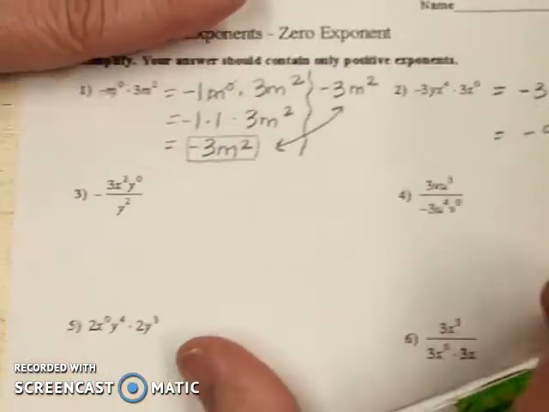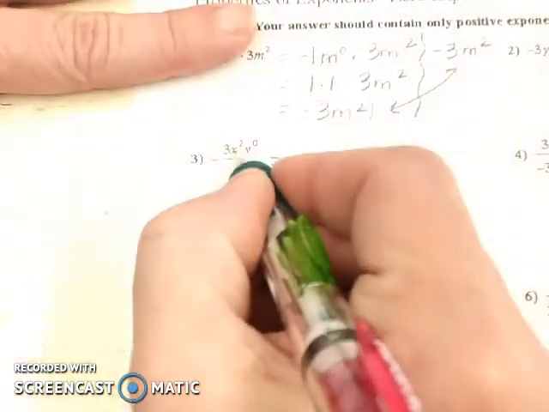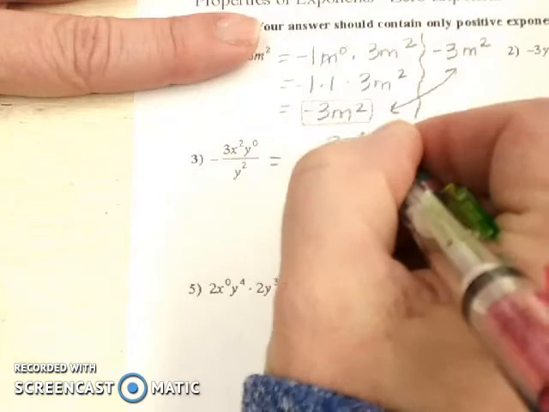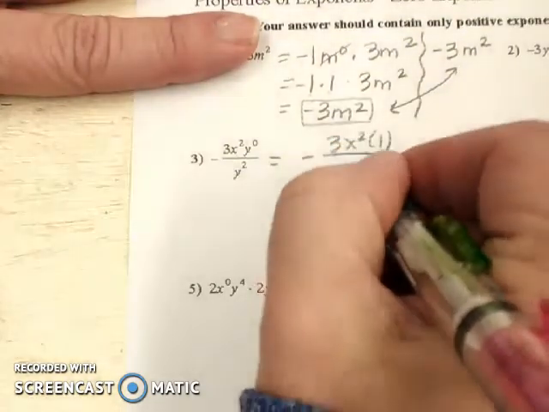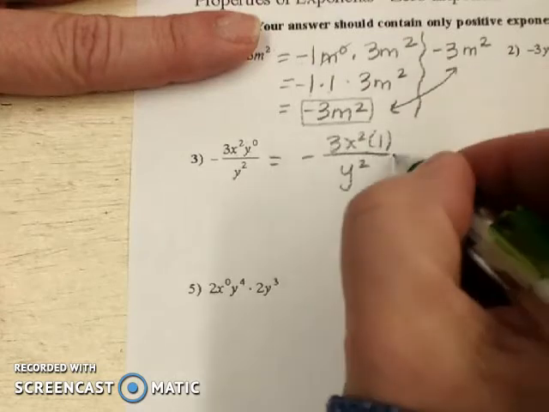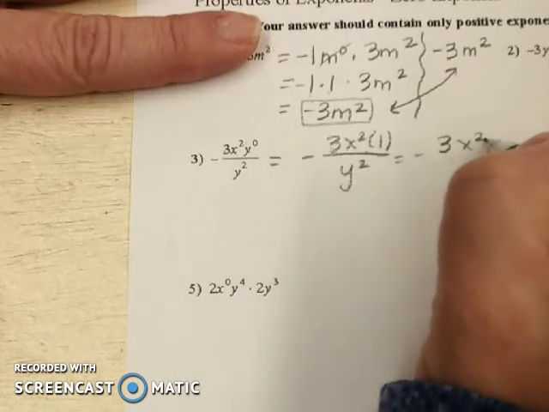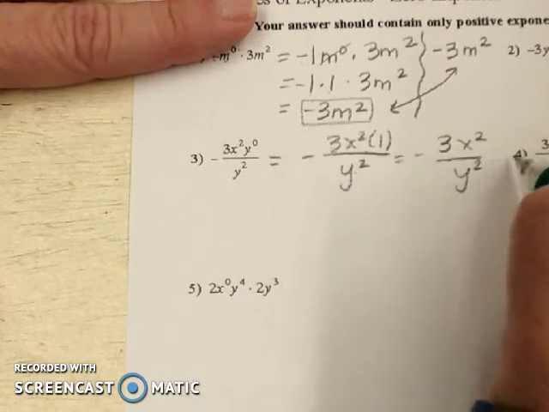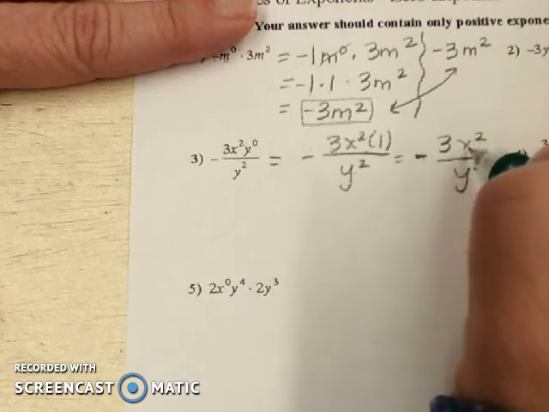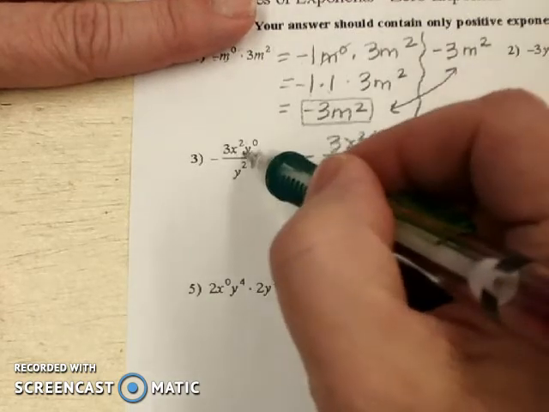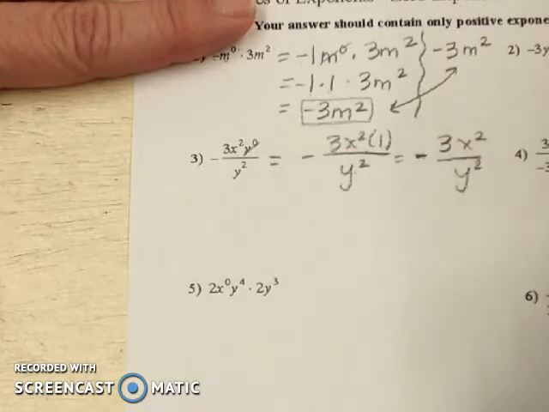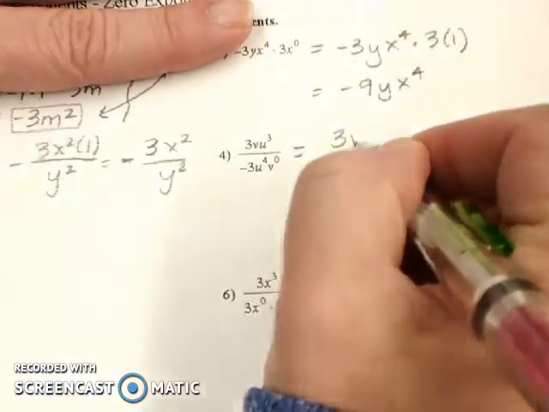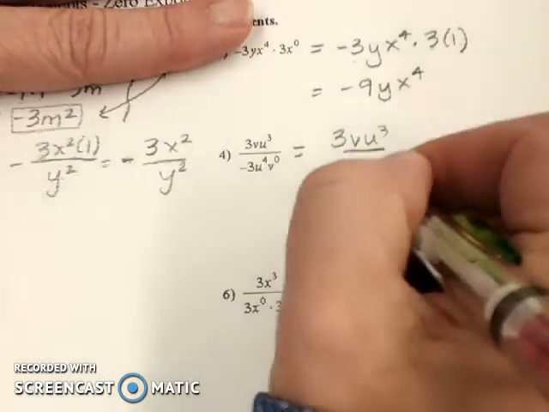For number 3, I've got negative 3x squared y to the 0, so put the negative out front. I've got 3x squared times 1 over y squared. Well, 3 times 1 is 3. I cannot simplify anything with the x and the y, so it's negative 3x squared over y squared, because that y to the 0 becomes 1, and all of this is multiplication.